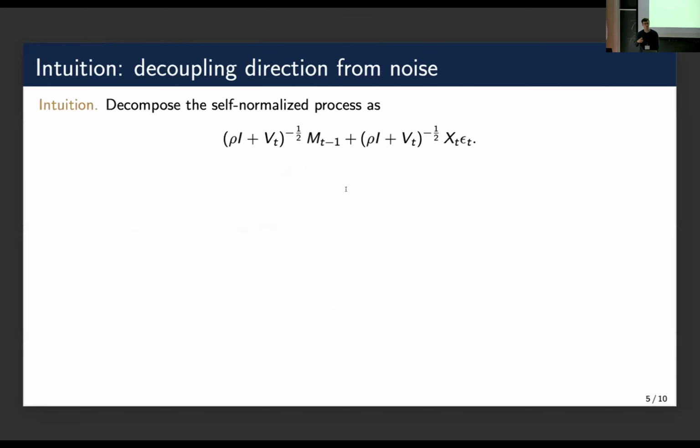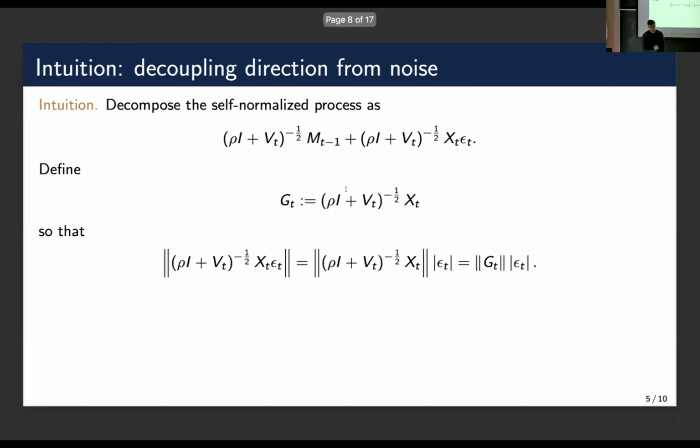Okay, so the intuition of our idea is actually very simple. We have the self-normalized process at time t, and we decompose it in two terms. The first term is fixed at time t. We have all the information, so there's no randomness. All the randomness appears in the second term through epsilon t. And now we're going to define this g_t term, and we can see that the norm of the second term is going to be the same as the norm of g_t multiplying the absolute value of epsilon t. So we're somehow decoupling the direction from the noise here.